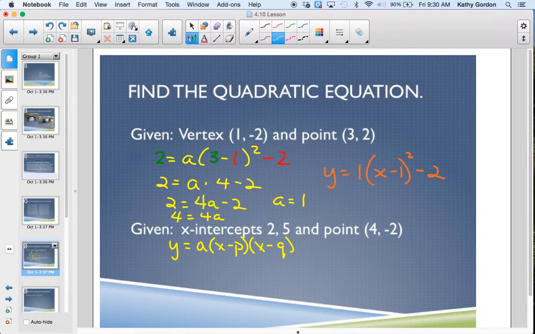Okay? So what can I fill in this time? P and Q. What's P and Q going to be? 2 and 5. 2 there and a 5 there. Okay? What else can I fill in?